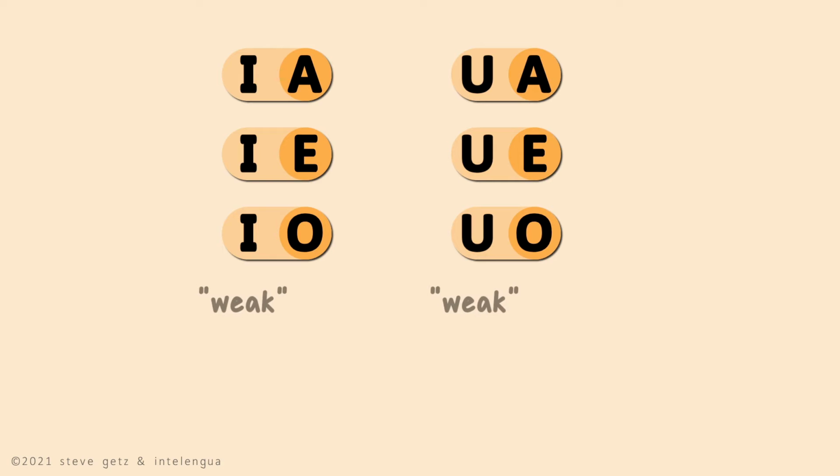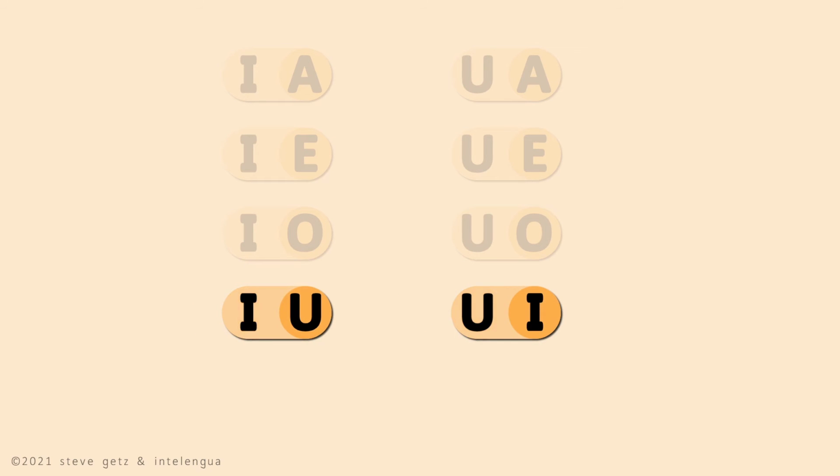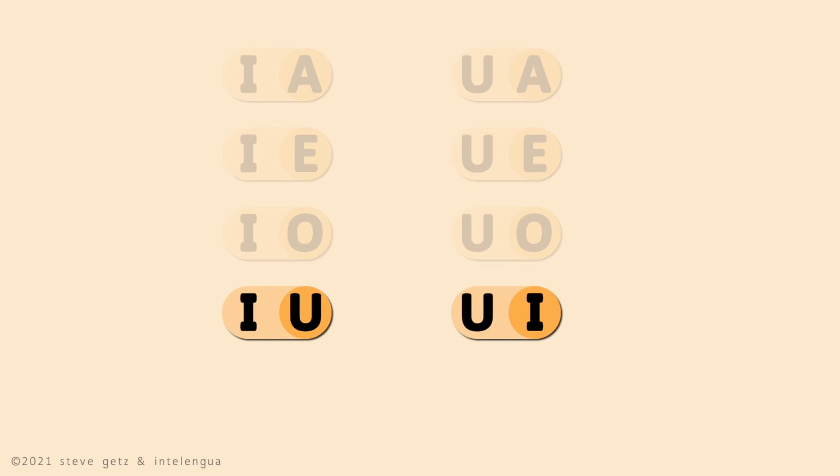I and U are called weak vowels, and the others are called strong vowels. In these combinations, the strong vowel carries the beat. So each of the 2 weak vowels naturally fades in to the 3 strong vowels. Also, the weak vowels fade in to each other. When 2 vowels make one beat, it's called a diphthong. When the first vowel fades in to the second, it's called an ascending diphthong. There are 8 ascending diphthongs. Just remember that the weak vowels not only fade in to the strong vowels, they also fade in to each other.